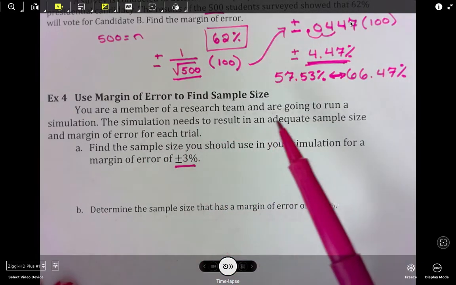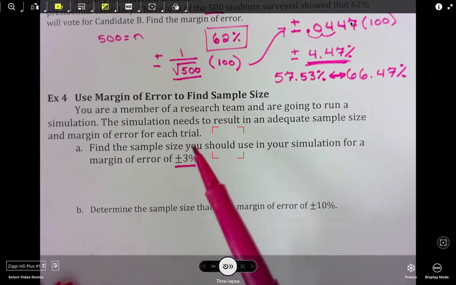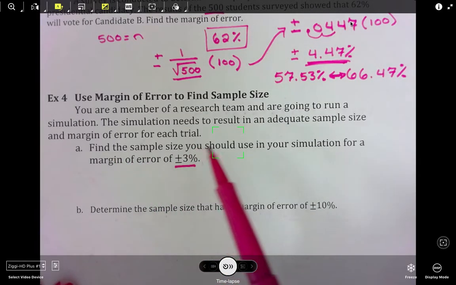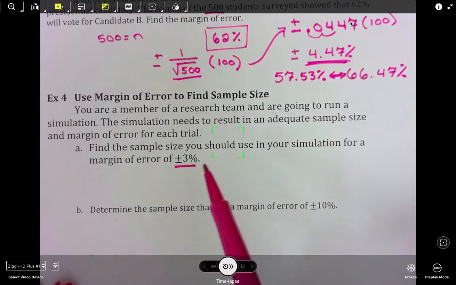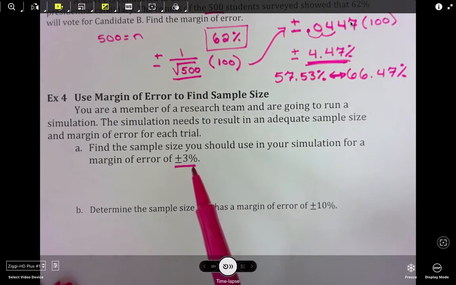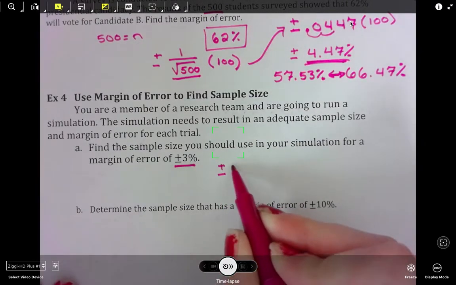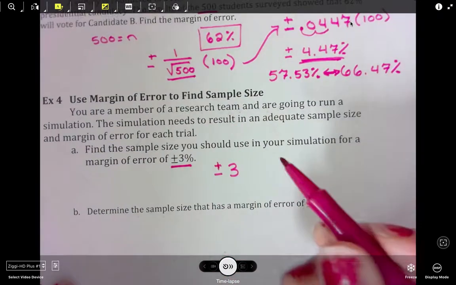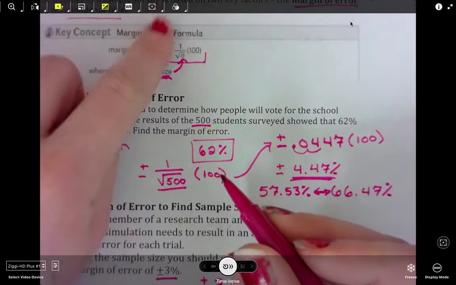The simulation needs a result in an adequate sample size and margin of error for each trial. Find the sample size you need to use for your simulation for a margin of error that's 3%. I want my margin of error to be small, so I need to figure out what sample size I need. I'm going to do positive and negative 3 is equal to, and I'm going to set it equal to this formula up here.